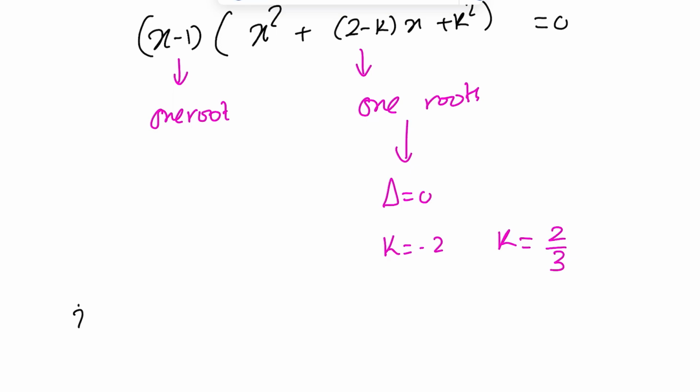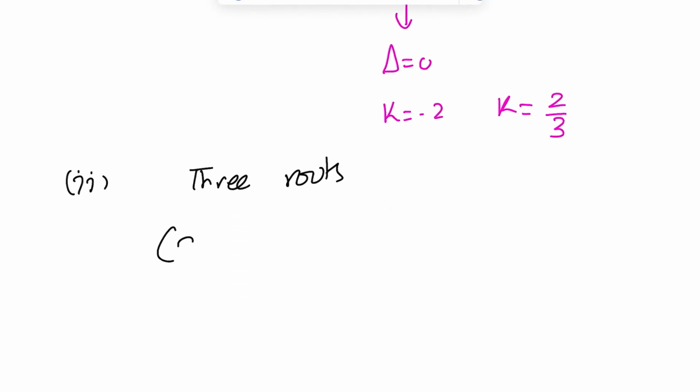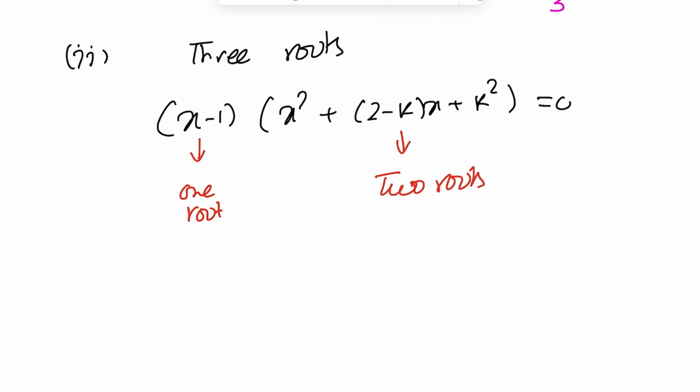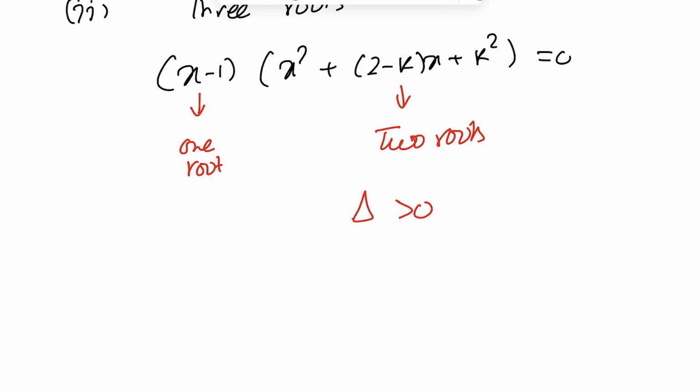Now part 3. Three roots. So again x minus 1 times x square plus 2 minus k times x plus k square equals 0. Already this has one root. So this should have two roots. So delta should be greater than 0. So k lies between negative 2 and 2 upon 3. That's going to be the answer.